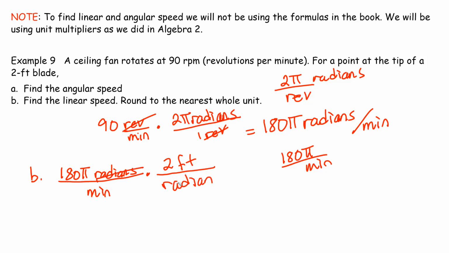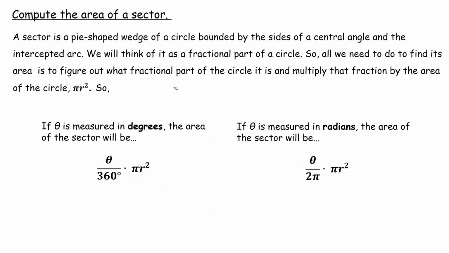So my radians cancel. And this time I'm going to punch it into the calculator because I want to know how many feet we're talking about. So 180 times pi times 2. We're supposed to round to the nearest whole unit, so 1,131 feet per minute. Okay, so to change angular speed to linear speed, either way, we just want to use the unit multipliers.